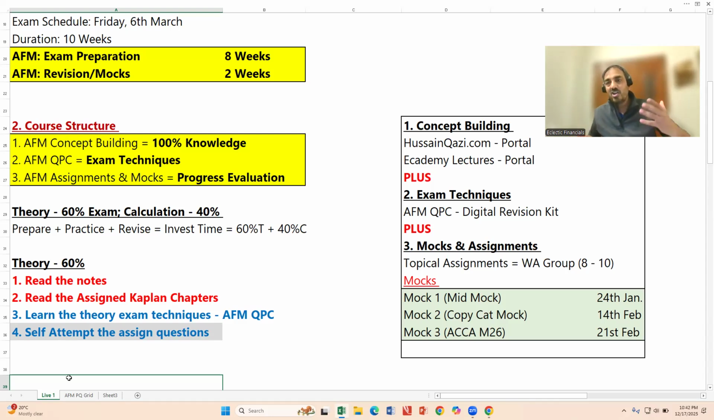But what if a student just reads the notes, just reads the chapters, skips self-attempting questions, and goes to the examination hall? What will the outcome be? The student will make mistakes at the exam, because before the exam the student didn't practice as much as possible and identify the mistakes. So, to cut it short: read the notes, read the Kaplan assigned chapters, learn the exam techniques, self-attempt and make mistakes as much as possible.